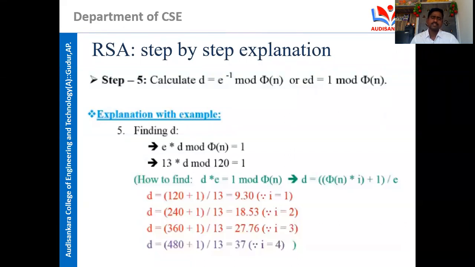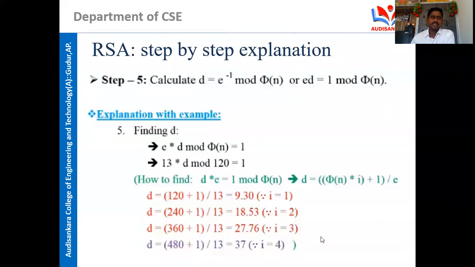We take I equals 3 and do the same process again. Still it is decimal, 27.76. And then when I equals 4, we got the integer value 37. Okay, now we stop this process. So in the 5th step we calculated the value for D.